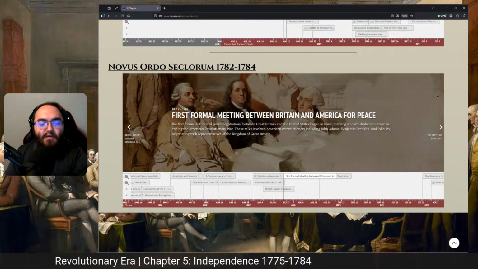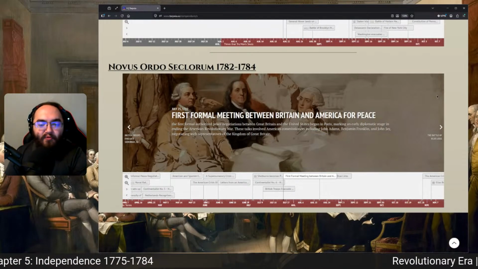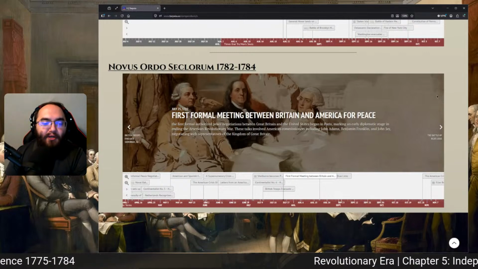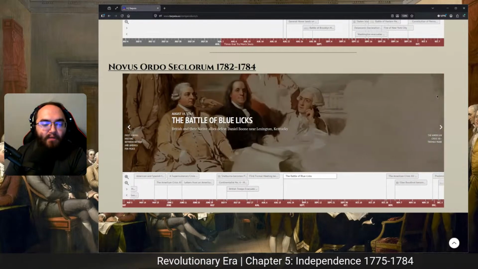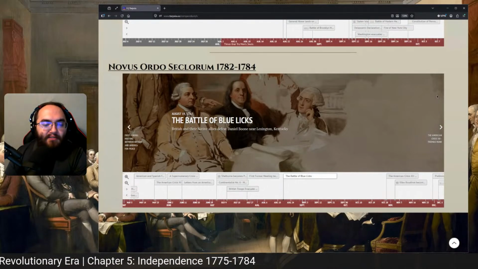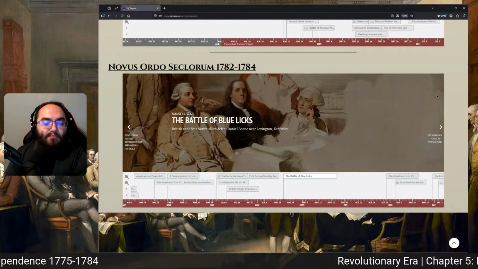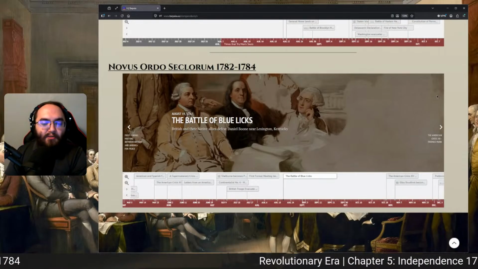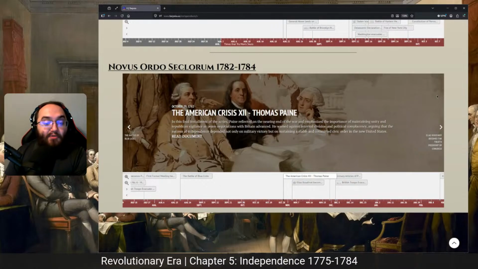And the talks involved American commissioners like John Adams, Benjamin Franklin, and John Jay negotiating with the representatives from Great Britain. In the Battle of Blue Licks, British and their native allies defeat Daniel Boone near Lexington, Kentucky. So there's still some skirmishes going on, especially in the frontier. Then you have the American Crisis number 12.